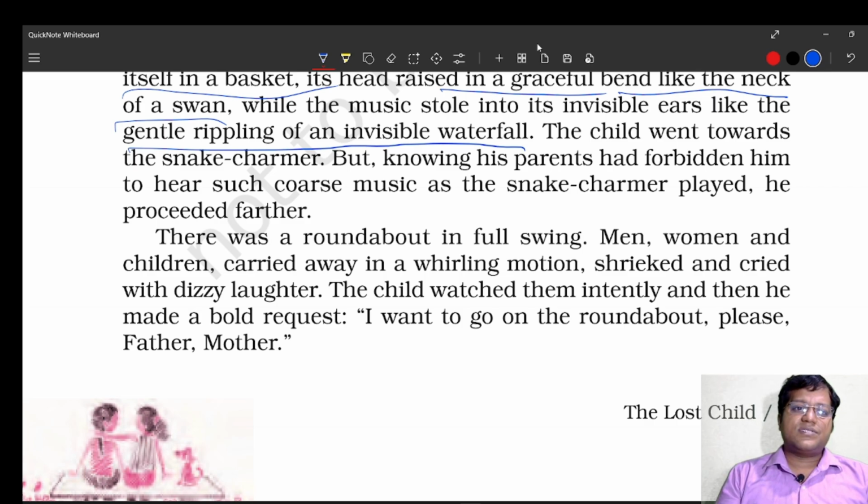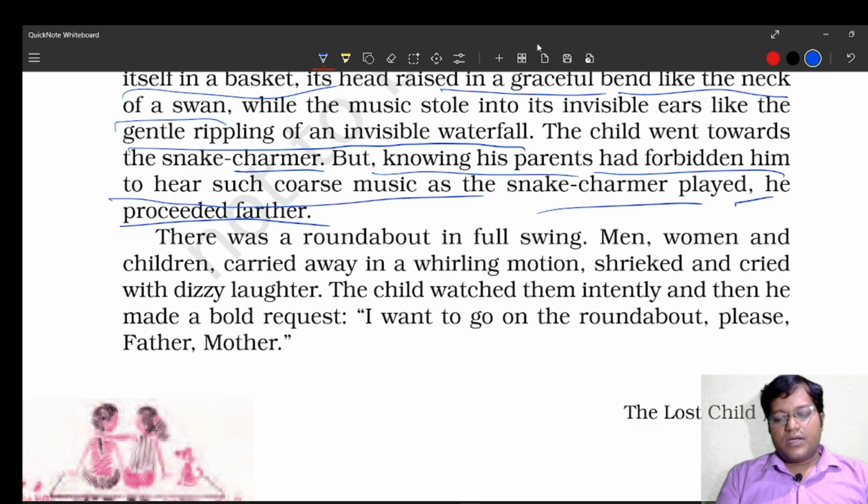The child went towards the snake charmer, but knowing his parents had forbidden him to hear such coarse music as the snake charmer played, he proceeded further. So the child left the place, not standing there for more than a few minutes, because his parents would say that the music of the flute is very high and harsh, which is not good for the ear of a child.